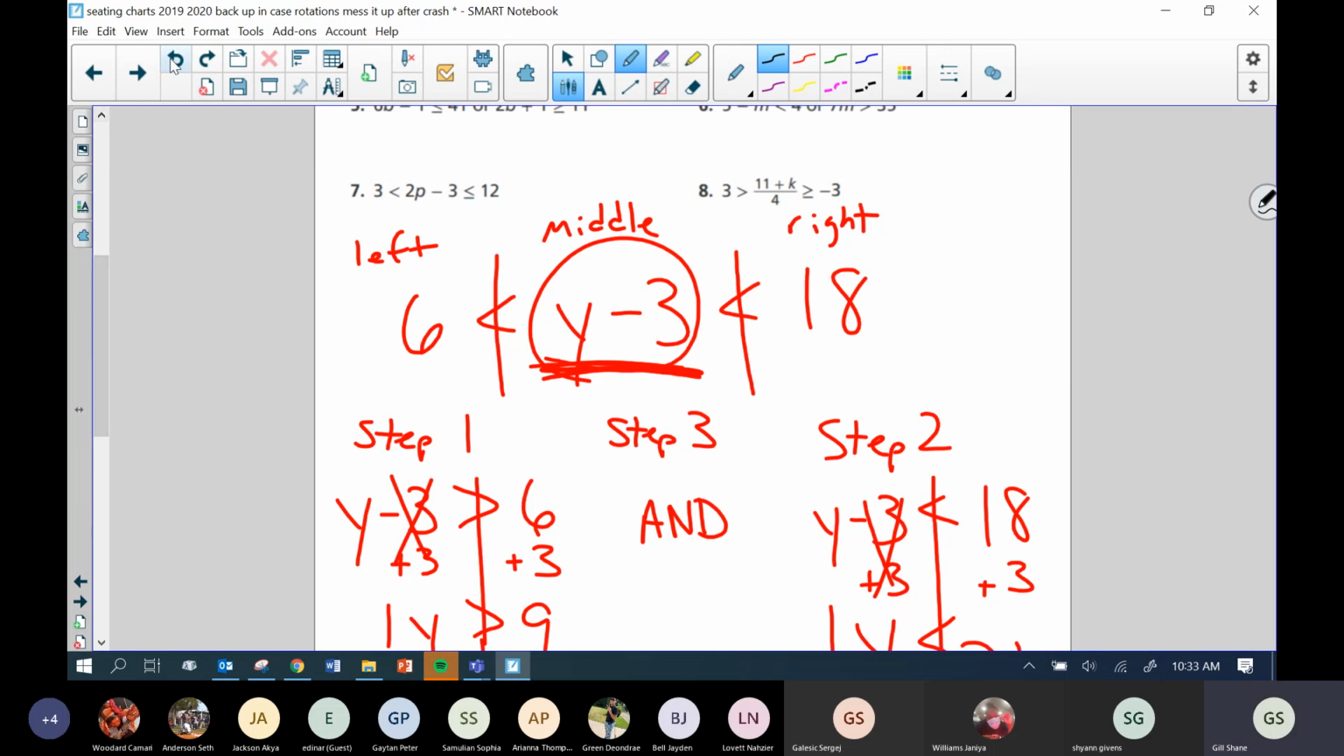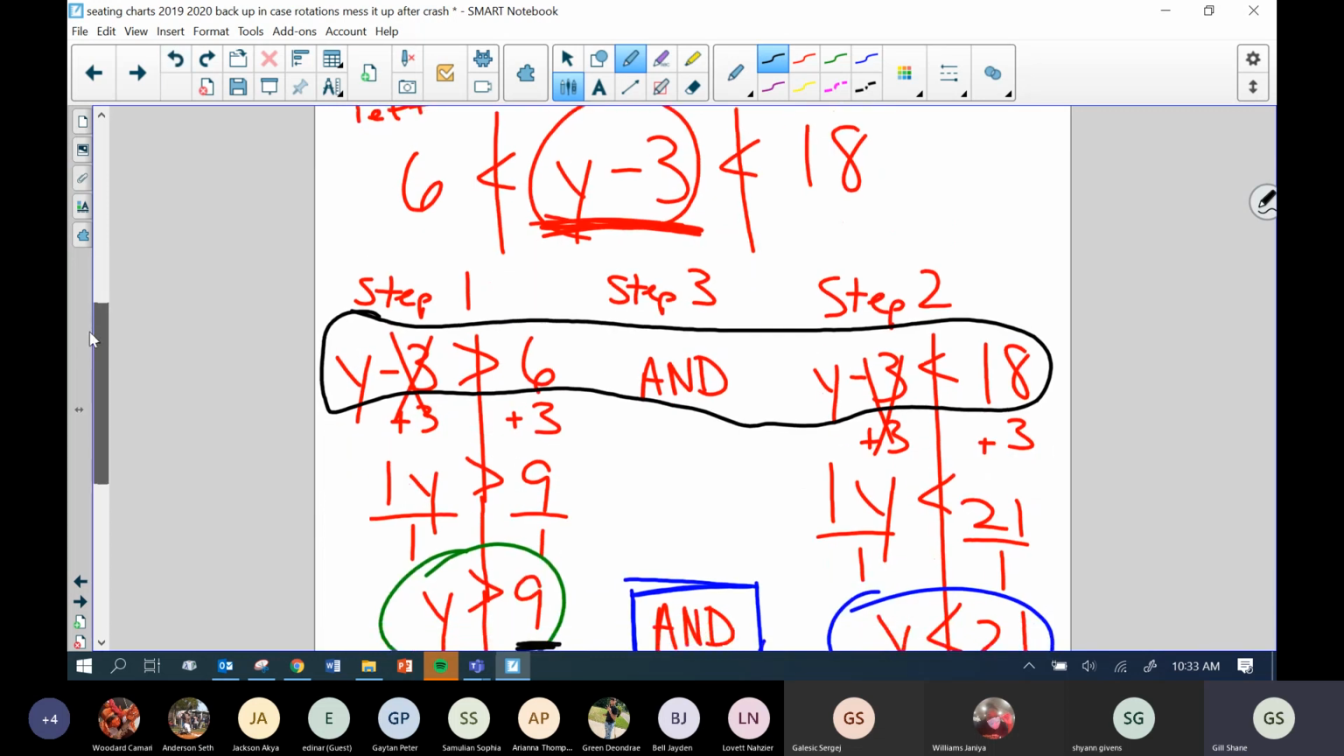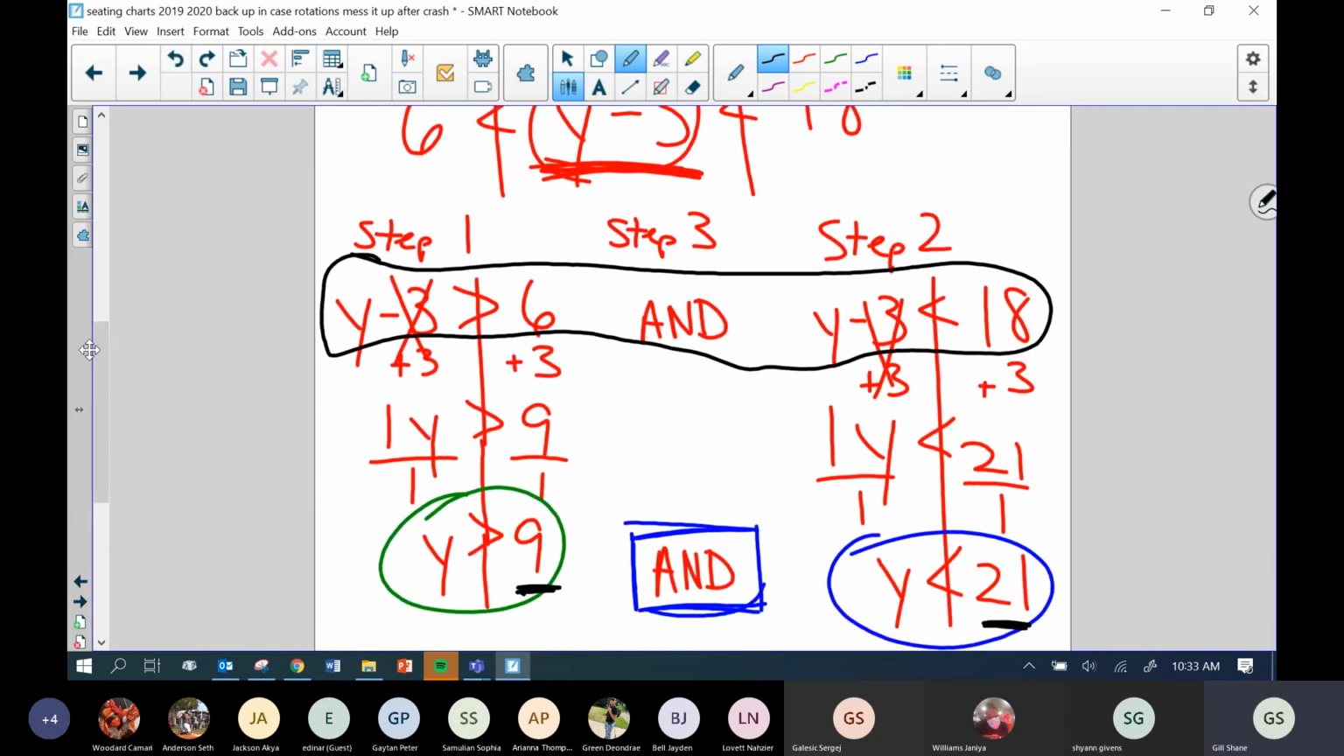Let me do this first. So you create both inequalities first, and you do that using the step 1, step 2, and step 3 that I showed you earlier. Once you've created both of them, then you have to solve for the variable in both of them. So here we solved for y, and we got that. Here we solved for y, and we got that.